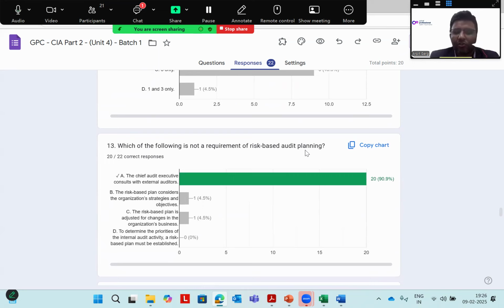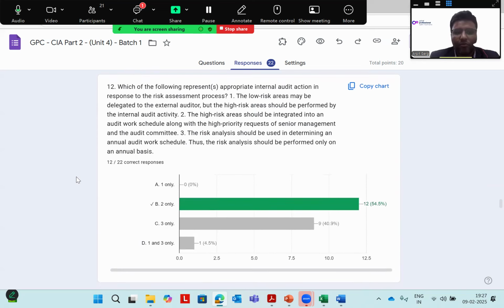I'll move on to question number 13. It says which of the following is not a requirement of risk-based audit planning? The CA consults with the external auditors. So do we need to consult with the external auditor as part of risk-based audit planning? Yes or no, people? Have you read it anywhere? No. The risk-based plan considers the organization's strategies and objectives. Yes, we should consider organization strategies. The risk-based plan is adjusted for changes in organization business. If there are changes happening in the organization's business, the risk-based audit plan should also be adjusted. Yes, we should do it. To determine the priorities of the employee activity, a risk-based plan must be established. That is also correct. So A is the appropriate answer.